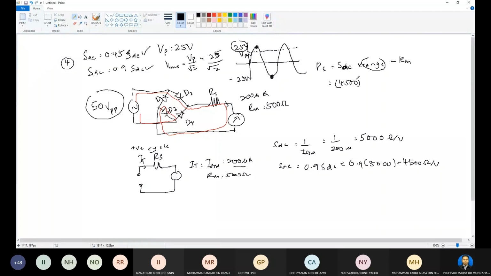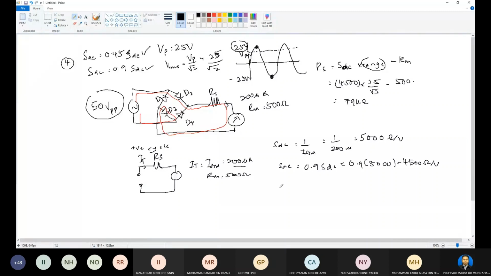Okay, and then multiply by 25 divided by square root of 2, minus RM equal to 500. RM is given as 500 ohm. So the answer will be 79 kilo ohm. So check that it is correct. Or you can use the derivation from the circuit that we can see here.